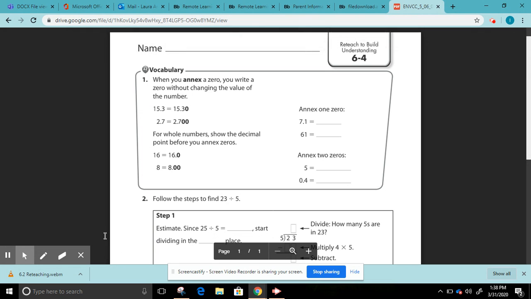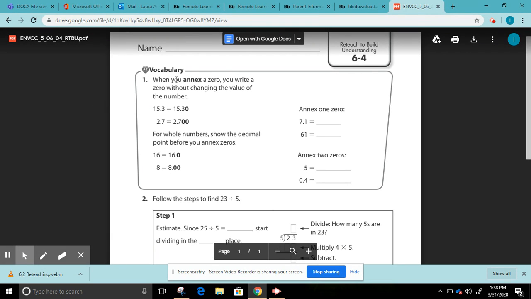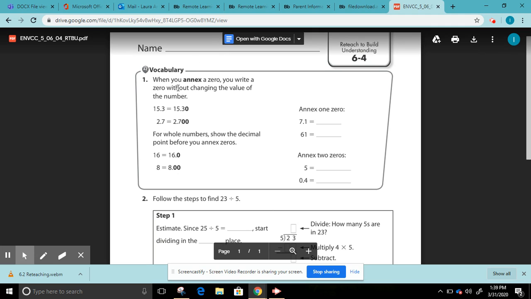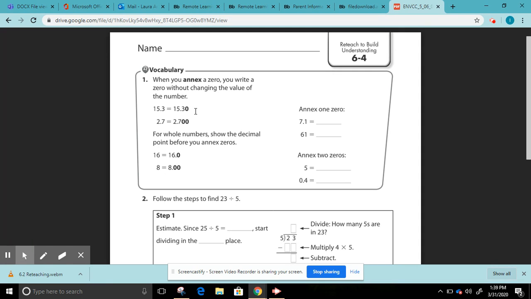Okay, so let's start over by number 1. It says when you annex a 0, you write a 0 without changing the value of the number. So if you remember our math vocabulary, annex is a very fancy math word for the word add.